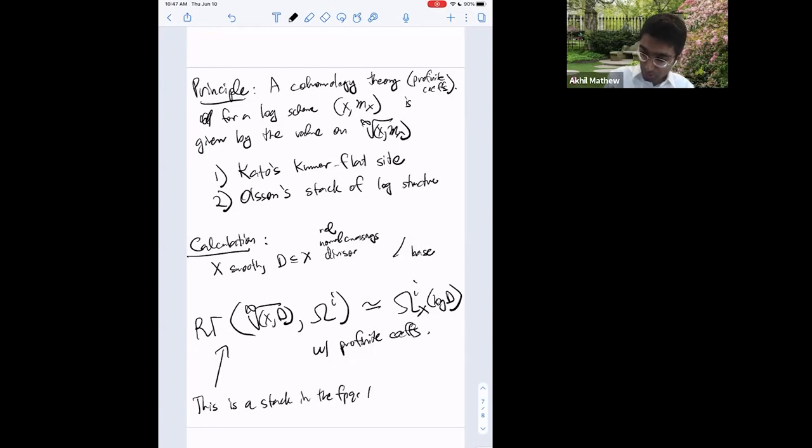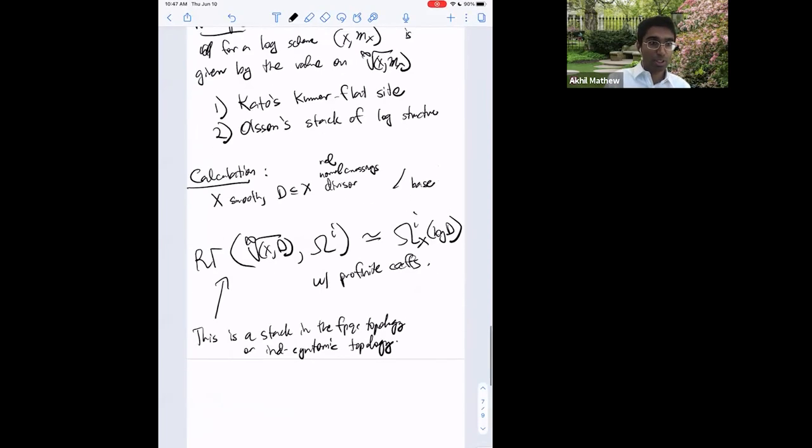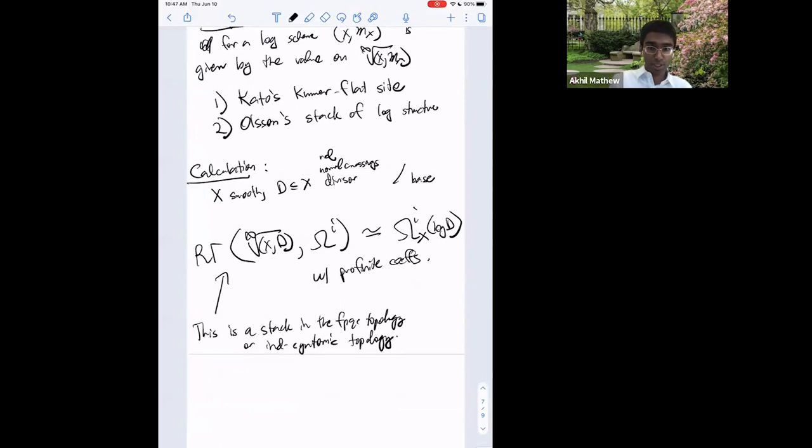Yeah, FPQC topology, or some sort of ind-syntomic topology. And right, so thanks for that question. I should clarify what I mean here.